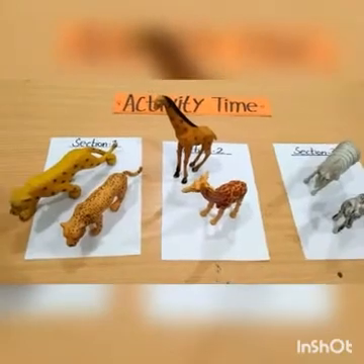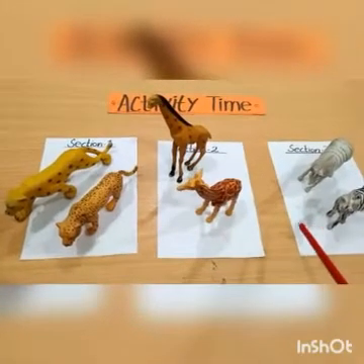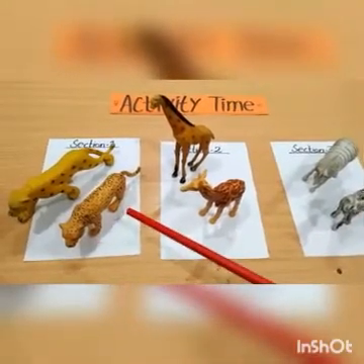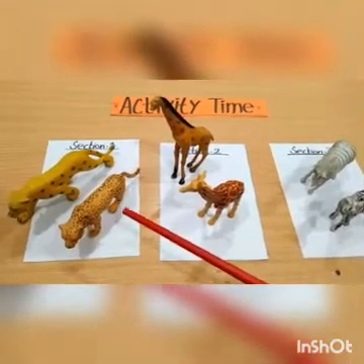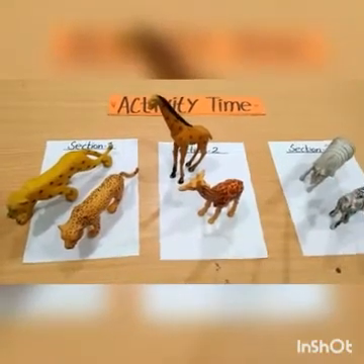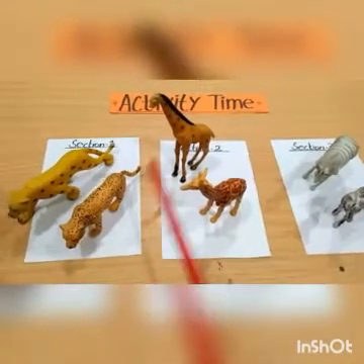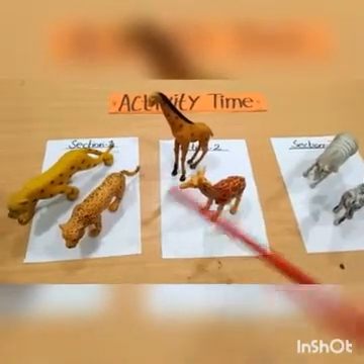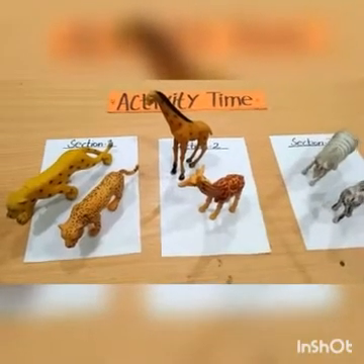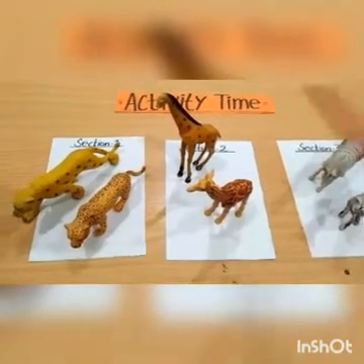Okay class, it's your activity time. You can see there are 3 sections. In each section there are 2 animals. 2 plus 2 plus 2 equals 6. We can add 3 times 2. 3 times 2 equals 6. 3 multiplied by 2 equals 6. There are 6 animals altogether.